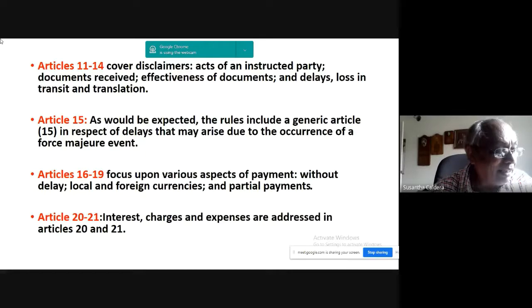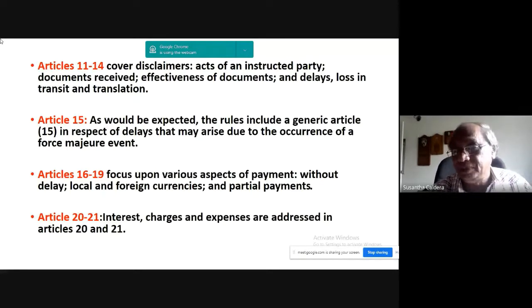Then Article 17 is payment in local currency. In the case of documents payable in the currency of the country of payment, the presenting bank must, unless otherwise instructed in the collection instruction, release the documents to the drawee against payment in local currency only if such currency is immediately available for disposal in the manner specified in the collection instructions. Payment in foreign currency: in the case of documents payable in a currency other than that of the country of payment, the presenting bank must.